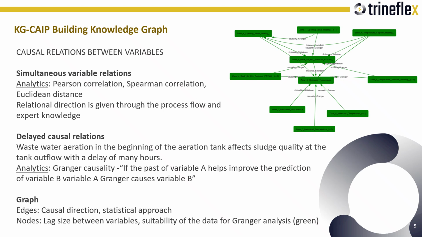So you have loaded your data, you've chosen the causal pairs that you think are interesting, and now you want the model to build your graph. Now usually when you have different variables or different time series, you will encounter two kinds of relations between these variables. One are simultaneous relationships, which we identify with Pearson correlation, Spearman correlation, and Euclidean distance.